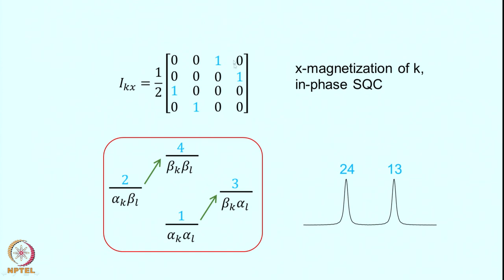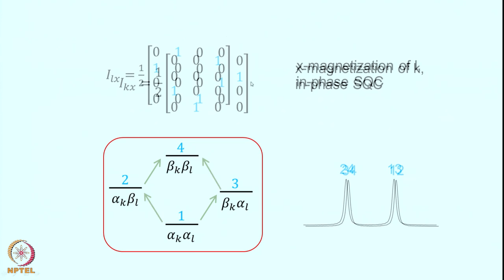Now if I were to draw this in terms of the coherence as the NMR spectrum, because the coherence will appear as magnetization which is observable in the NMR spectrum, these two transitions will be represented as 1,3 and 2,4, and both have the same sign because these coherences have the same sign.